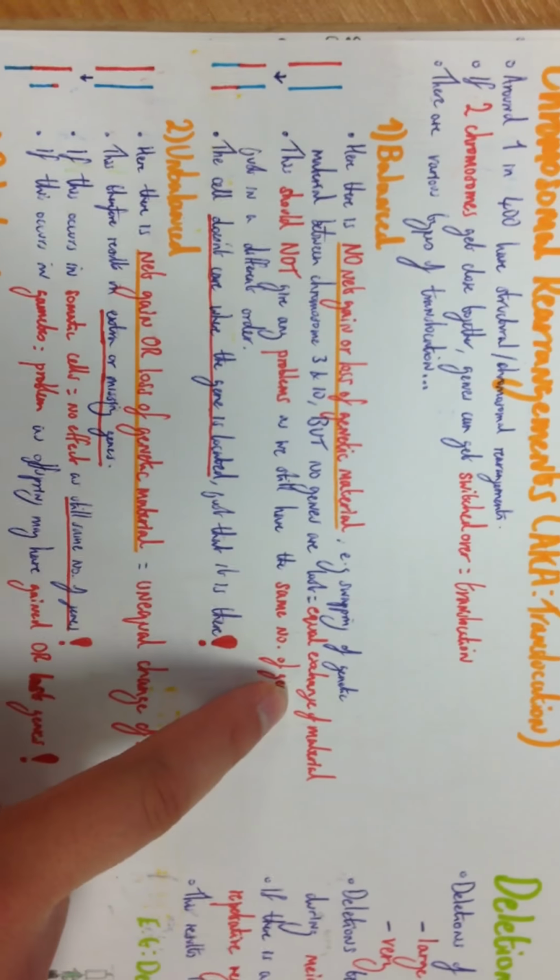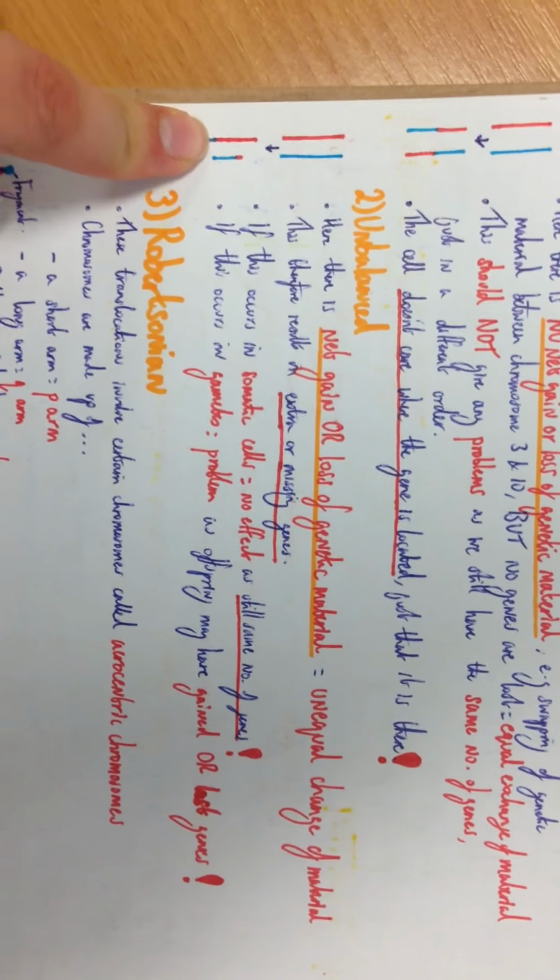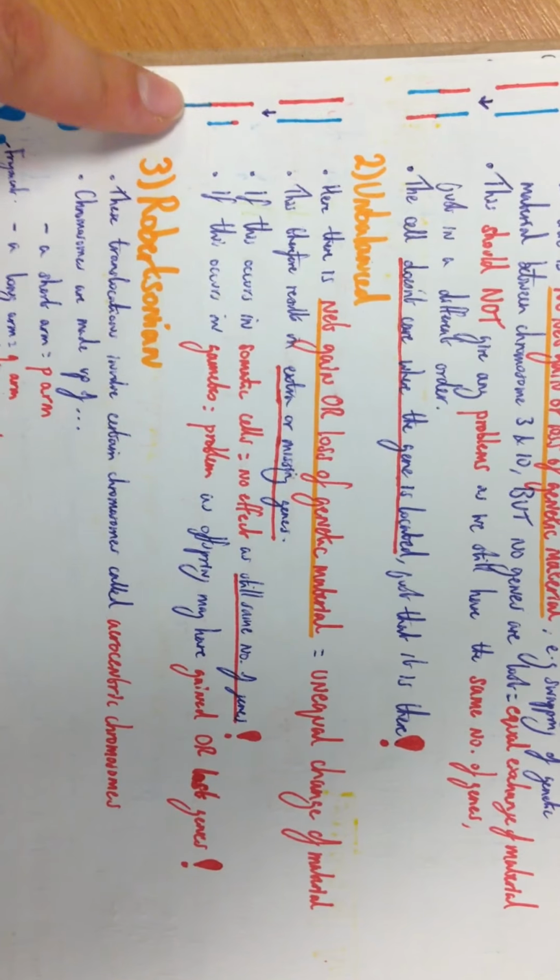The cell doesn't care where the gene is located, just that it's there. Number two, we have unbalanced translocation. Here there is a net gain or loss in genetic material, so there's an unequal exchange of genetic material, whereas in the balanced one there's an equal exchange. So this results in extra or missing genes. As we can see, here's balanced, and here's unbalanced, with extra and missing genes.